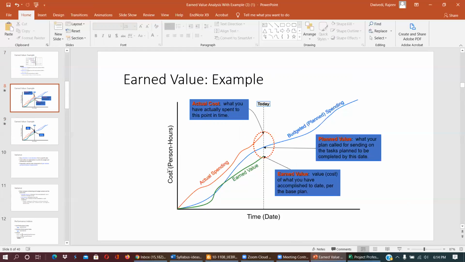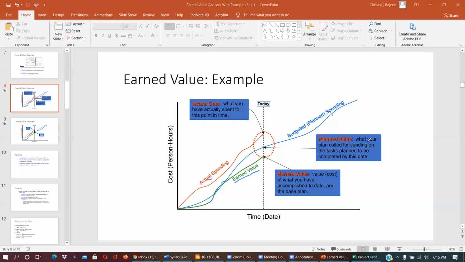So this is time, and this is cost per person per hour. Now I'm coming back to the theory. This blue line is the budgeted or planned spending, this red line is earned value, and this cost is actual spending.